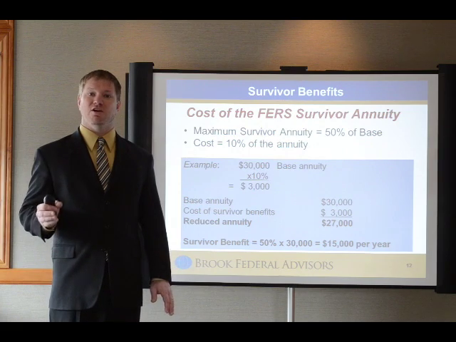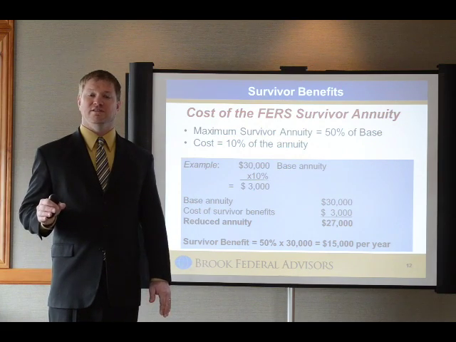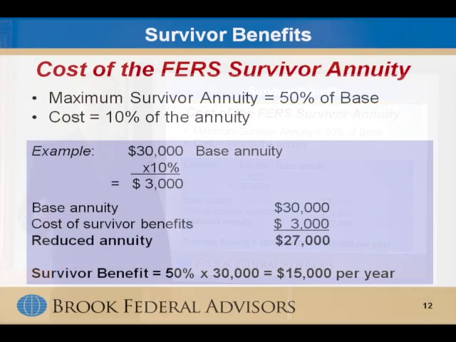Now we're going to take a look at the cost of those different annuity selection options. The first, a maximum survivor benefit, which provides 50% to the spouse, costs 10% of the annuity. In this example, we're looking at a $30,000 base annuity that costs $3,000 to provide the survivor benefit. So the net to the retiree is $27,000. If they were to pass away, that survivor would then receive $15,000 for the rest of their life.